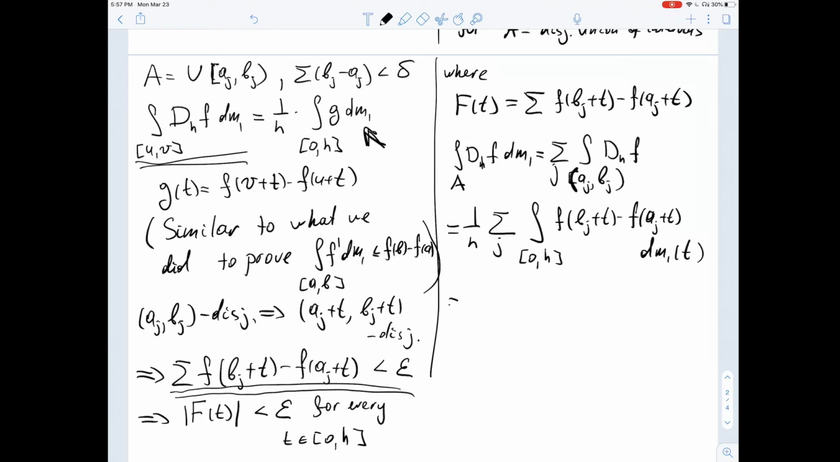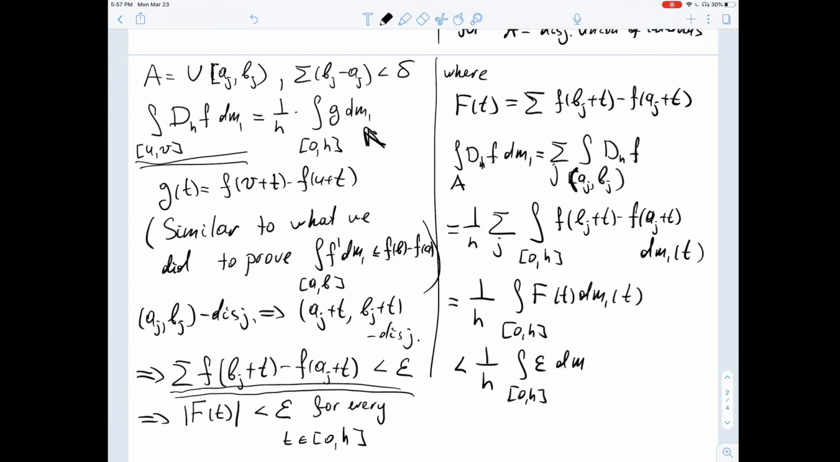Okay, now I can take the sum inside. This will be 1 over h integral from 0 to h of F of t dm1 of t, and F is less than epsilon, so this will be less than 1 over h integral from 0 to h of epsilon, and this is just equal to epsilon because we're integrating from 0 to h, so h cancels out and we get the epsilon, and this is what we wanted. So the integral over A of dhf is less than epsilon. So what we achieved here is this.